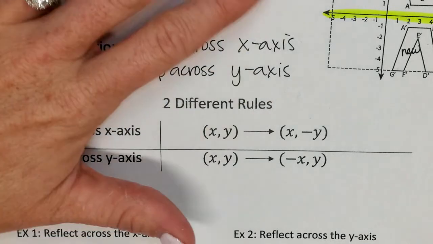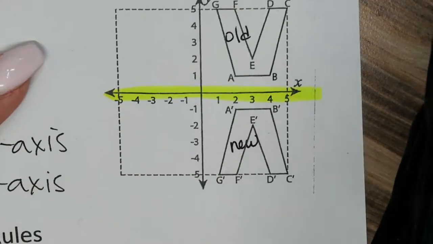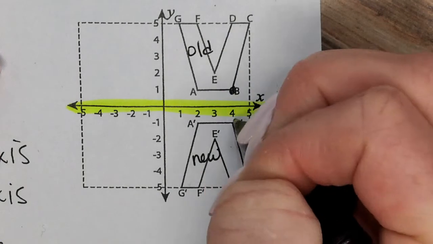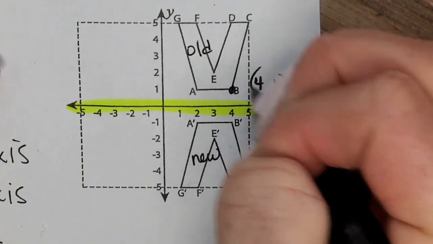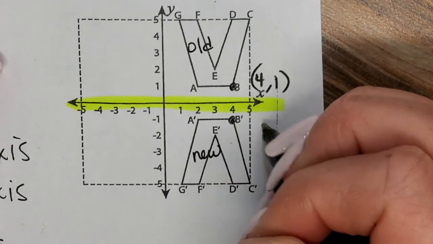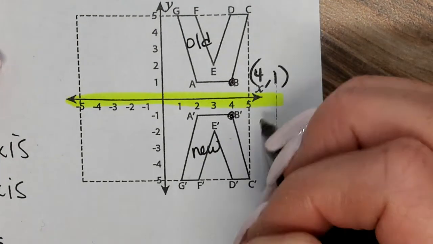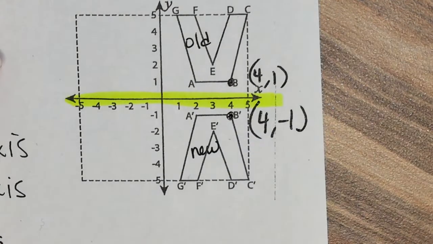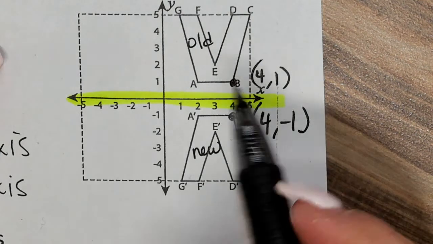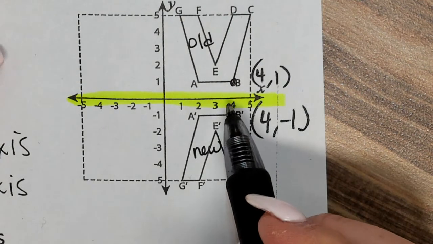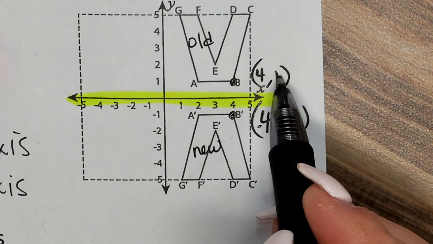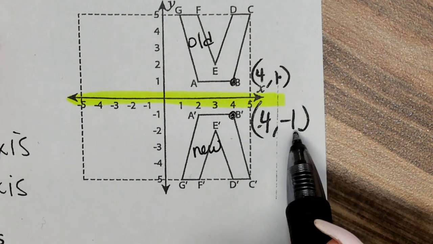So let's look at why these rules are the way they are. So everybody look along with me. Right here, I have B at +4, +1. Does everybody agree? Now look at the new B. It is at what? +4, -1. So when we reflect across the x-axis, the x stays the same. Everybody look, did the 4 stay the same? But the y became opposite.